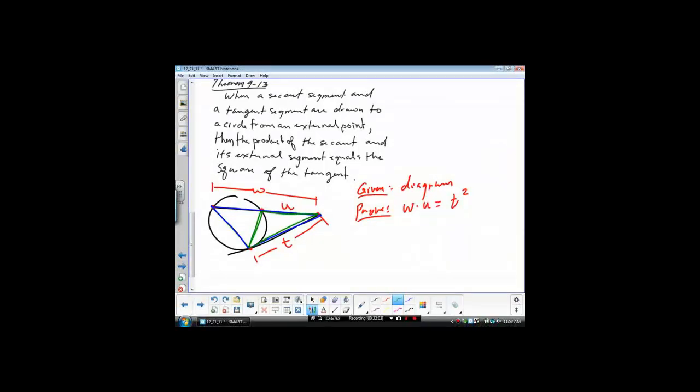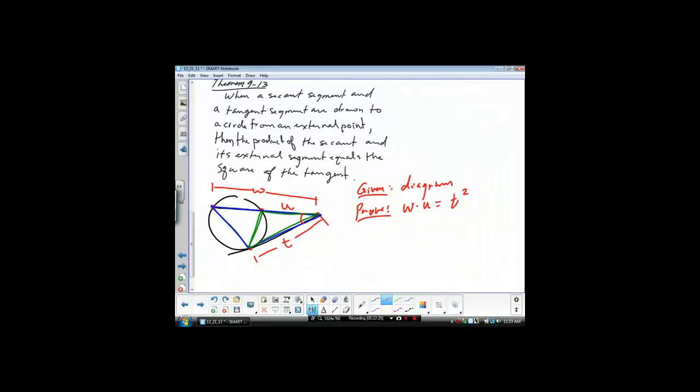Those are going to be my 2 similar triangles. Now, first off, there is an angle that is shared in those 2 triangles. We're looking at the green triangle and the blue triangle. The angle that is shared is this angle right there.